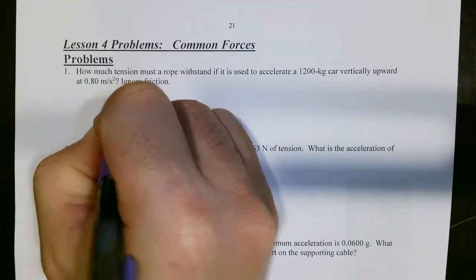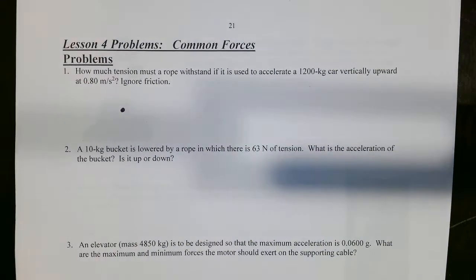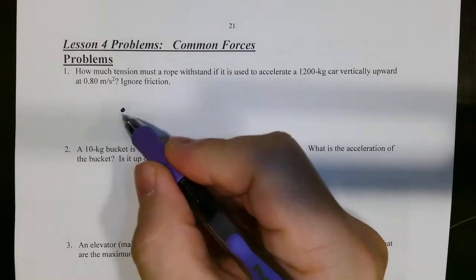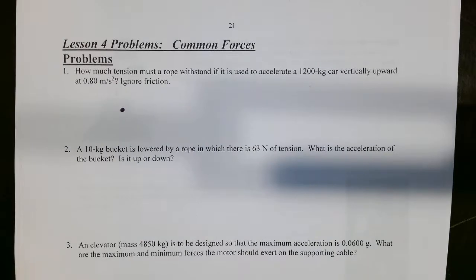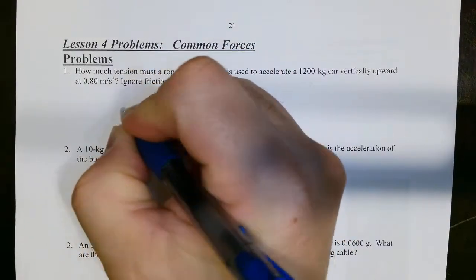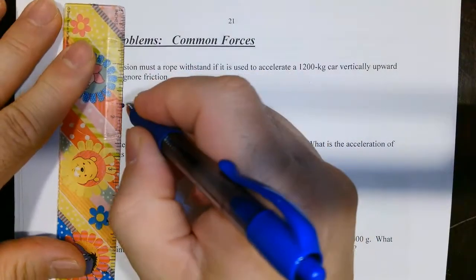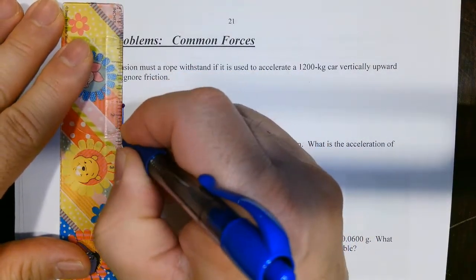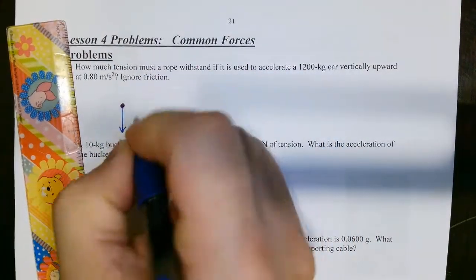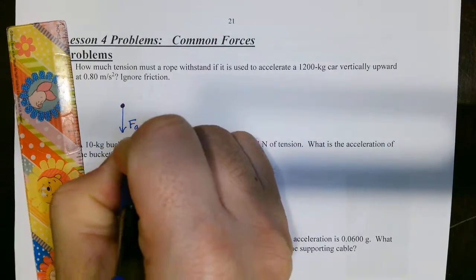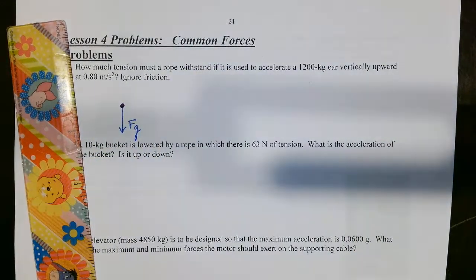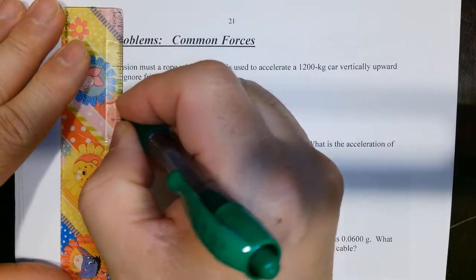So assume a spherical car, right? So here is my car. Now there are two forces acting on this car vertically, right? First will be the obvious force, which is the weight of this car, Fg, okay? And the second force would be the tension of the rope pulling this thing up.